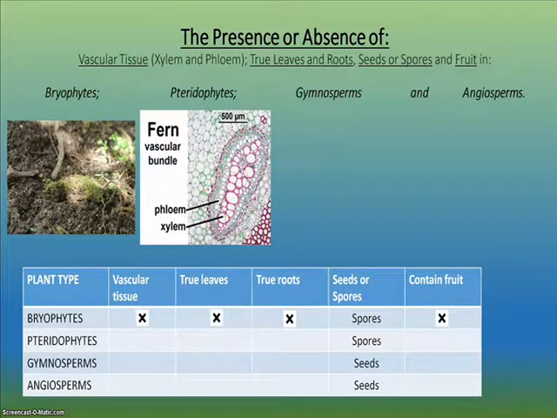Pteridophytes, however, contain both xylem and phloem for the transport of water and nutrients, and so can be called vascular plants. They have real roots and leaves, and also use spores for reproduction. They also do not bear any fruit or grow any flowers.